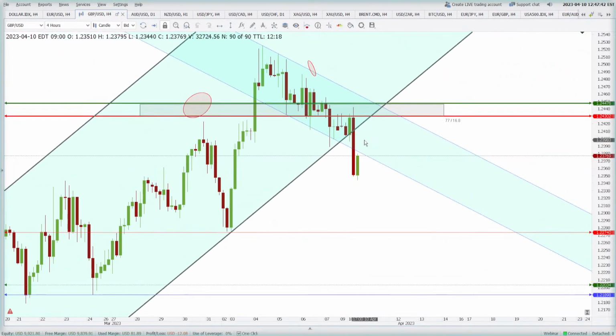So on the 4-hour, there's a big red candle and there is a fall below this falling channel. Let me tell you once again, once the price breaks below a falling channel, it is an indication that the price is going to be very, very bearish in the coming time. This is a clear indication.